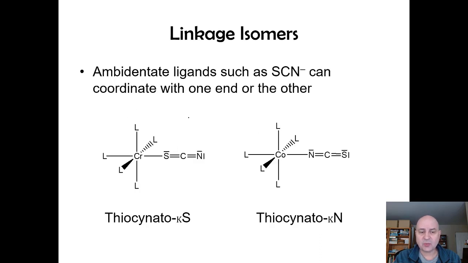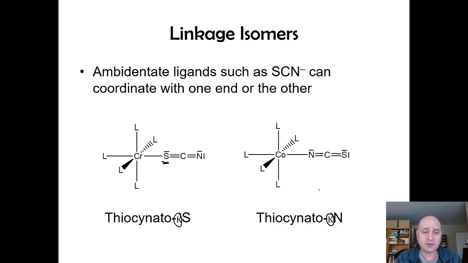We also have linkage isomers. There are a couple that I hold you responsible for. One is the thiocyanato, and the other one is the nitro group. So SCN, which is thiocyanide, as a ligand is called thiocyanato, and they would change the name of how it is coordinated. Now this is supposed to be a kappa, not a K, so there's something wrong with my Word or PowerPoint. But if it's just kappa S, it means it's coordinated through sulfur.